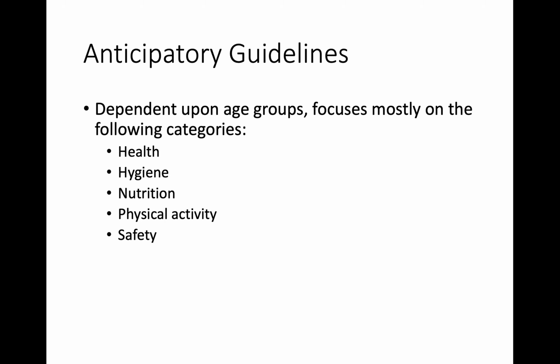And after that, in pediatrics, you always want to touch upon the anticipatory guidelines. So depending upon the age group, the focus mostly is on the following 5 categories, and that is health, hygiene, nutrition, physical activity, and safety. So these are the things you want to talk about when you get to the end of your presentation. The FASI or the tribe or panel will ask you, what are the anticipatory guidelines for your patient in this case?